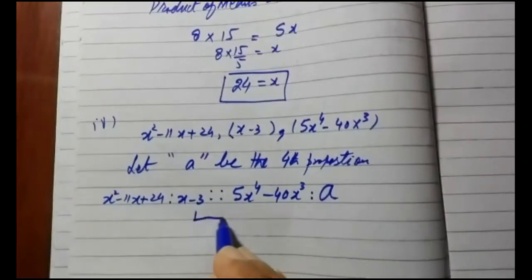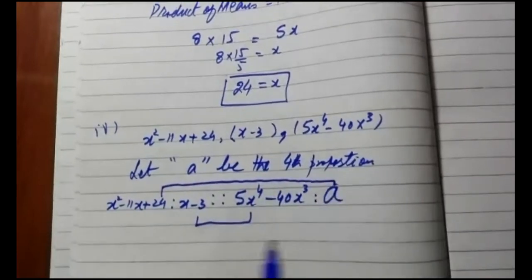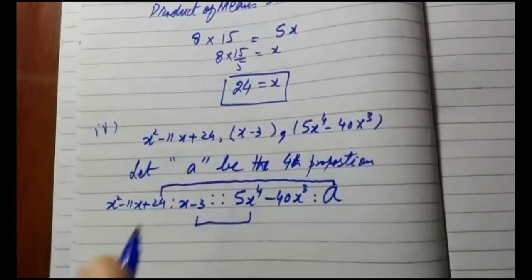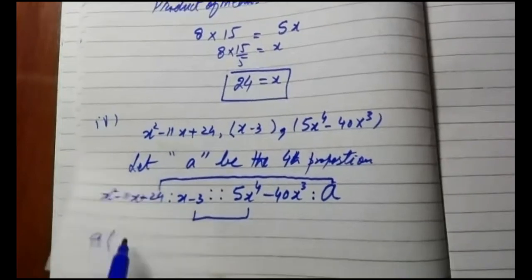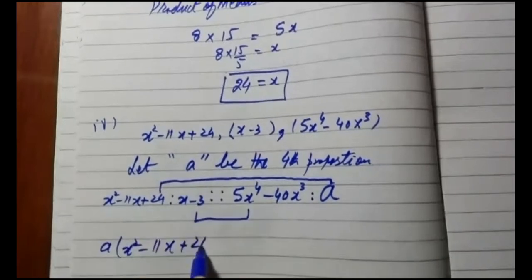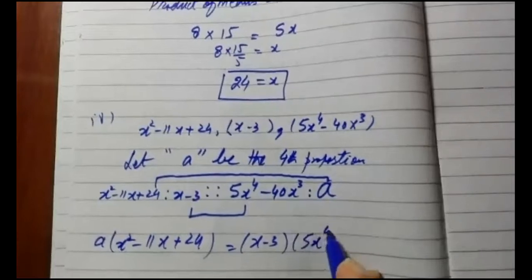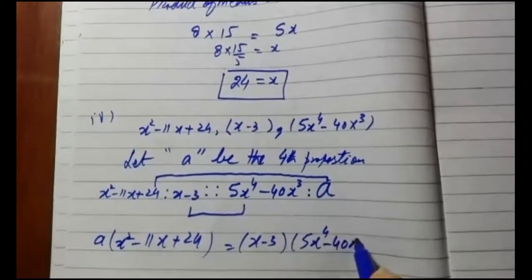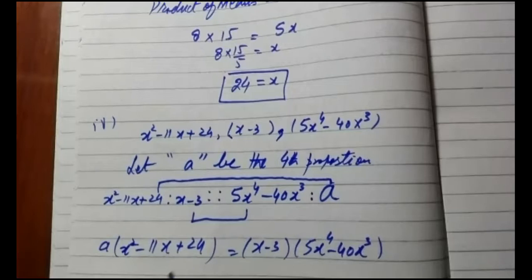First, you will write as usual, product of means is equal to product of extremes. Because I have just two lines to work it out, I am writing it: x^2 minus 11x plus 24 equals x minus 3 times 5x^4 minus 40x^3. From this equation we will separate A, and obviously we will need to factorize this part, and then we will go for the cancellation.